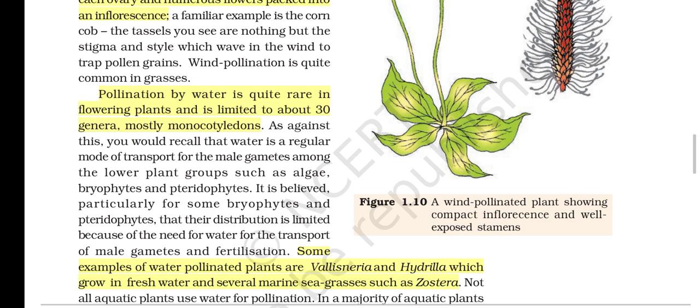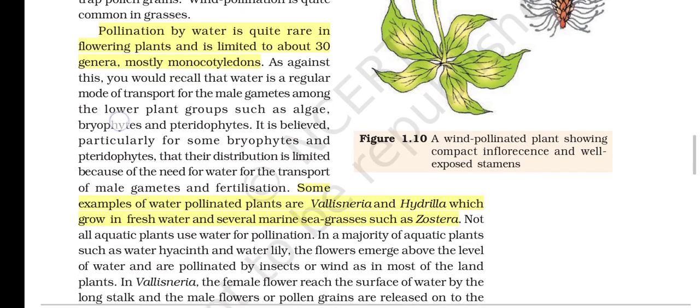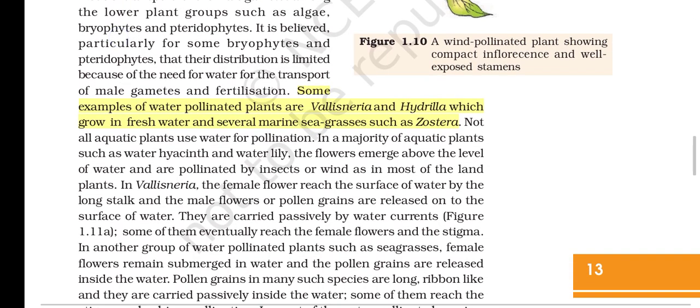As against this, you would recall that water is a regular mode of transport for the male gametes among the lower plant groups such as algae, bryophytes, and pteridophytes. It is believed, particularly for some bryophytes and pteridophytes, that their distribution is limited because of the need for water for the transport of male gametes and fertilization. Some examples of water-pollinated plants are Vallisneria and Hydrilla, which grow in fresh water, and several marine sea grasses such as Zostera. Not all aquatic plants use water for pollination.